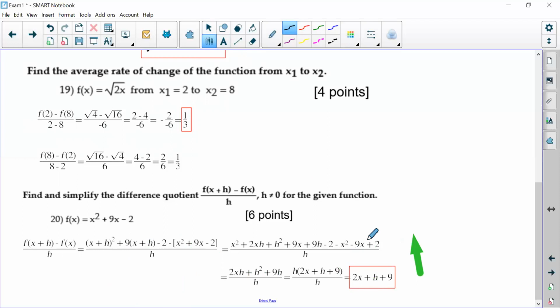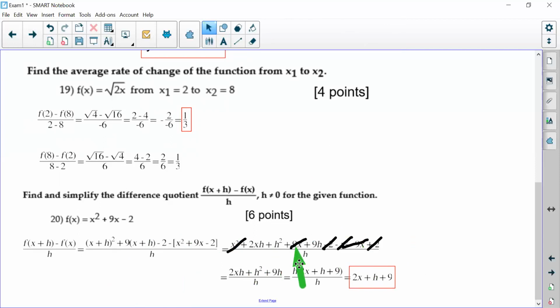Lots of wonderful things happen here. Negative 9x cancels out with positive 9x. Negative x squared cancels out with plus x squared. Negative 2 cancels out with positive 2. And what's left standing but 2xh, h squared, and 9h, all divided by h. All 3 of these have an h in common. You factor that out. These 2 cancel, leaving your final answer here. But all the work supports this.